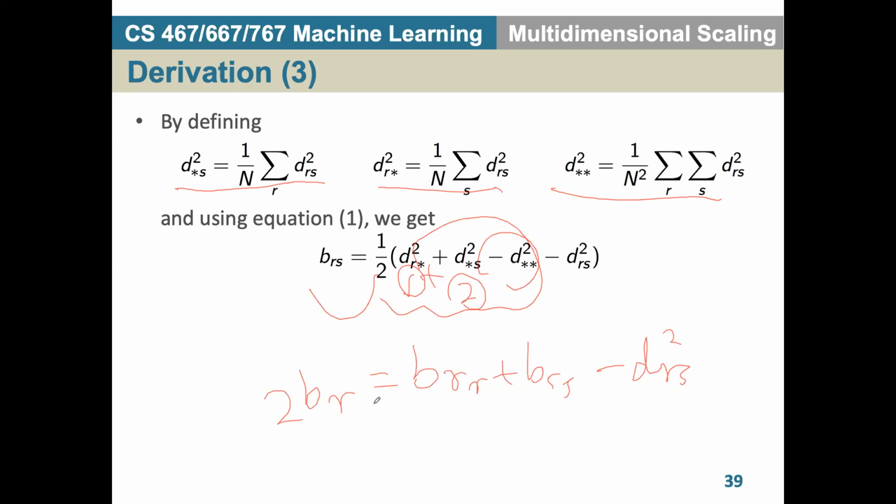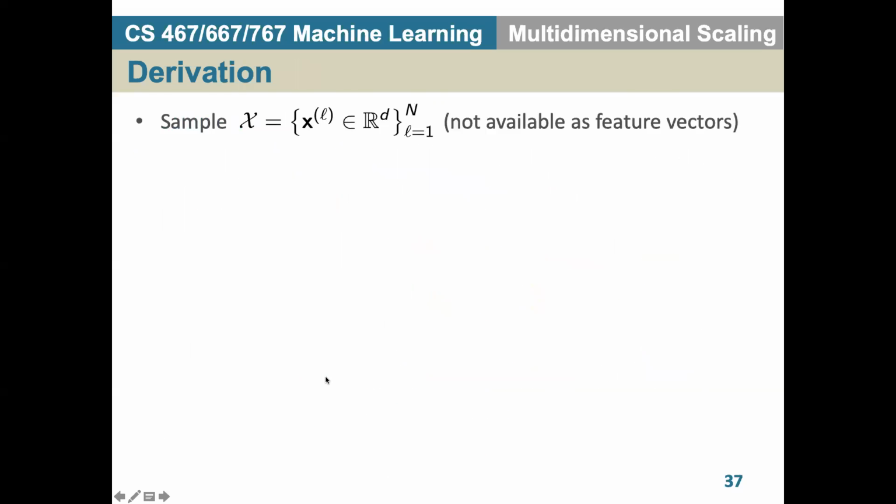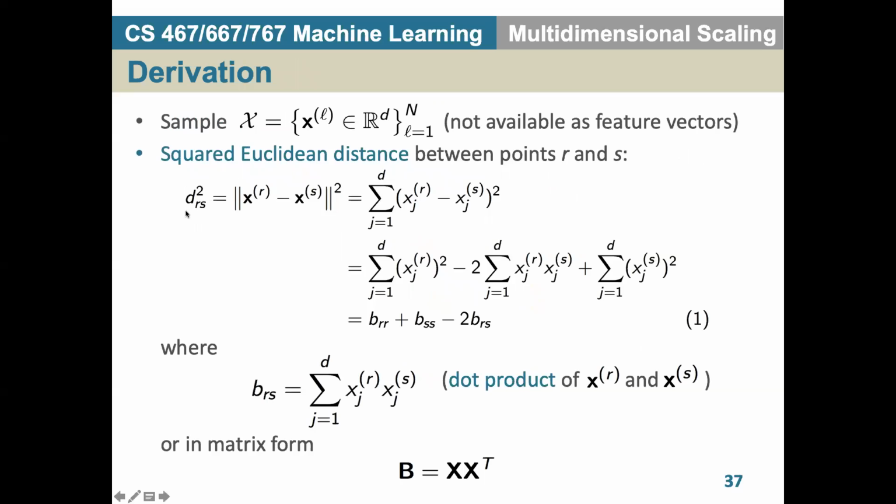So this really holds. 2 BRS, this really holds. Because previously we said DRS squared is really BRR plus BSS minus 2 BRS. So this we need to go back. So this is really this. Basically, we are saying that we will be able to compute BRS as a function of this.